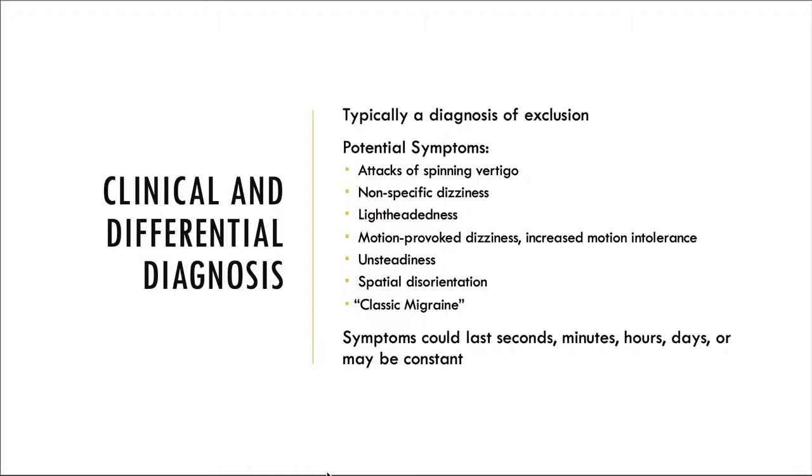Classic migraine symptoms tend to occur in about 10% of people with vestibular migraine, and they can include vertigo, tinnitus, double vision, dysarthria, auras around the eyes, photophobia, and phonophobia. They can also have nausea and or vomiting and a pulsating pain. But again, the actual headache may or may not occur. These symptoms can last pretty much as long as they want. They can last seconds, minutes, hours, days, or they could happen all the time.